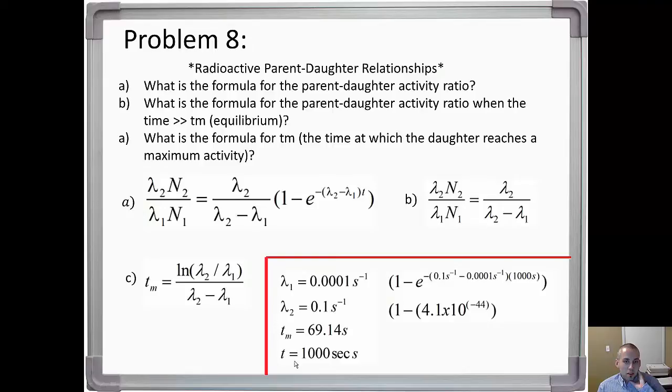I said a time of 1,000 seconds. It says time has to be much greater than Tm. That's pretty good. I worked it out in this formula, and it ends up being 1 minus this amount, which is approximately 1. So it does go to this formula in this case.